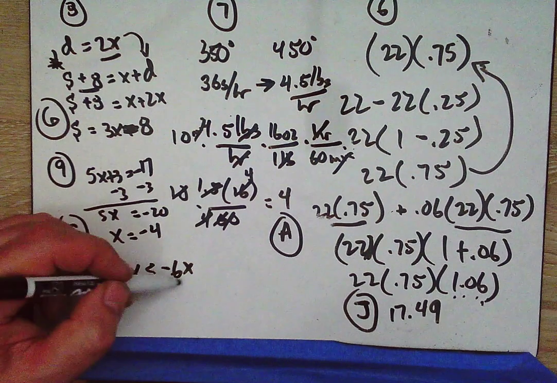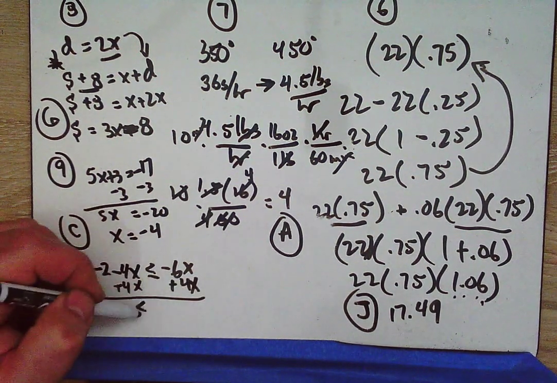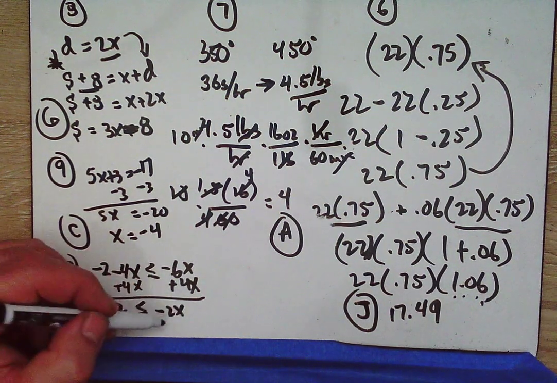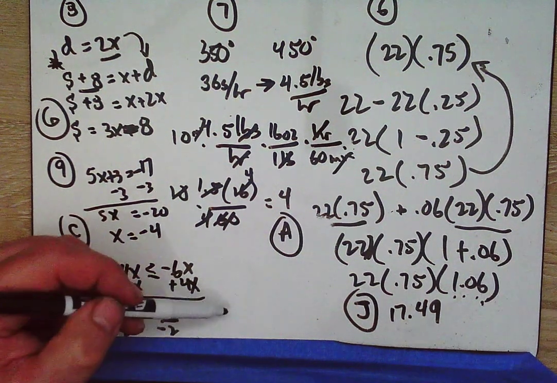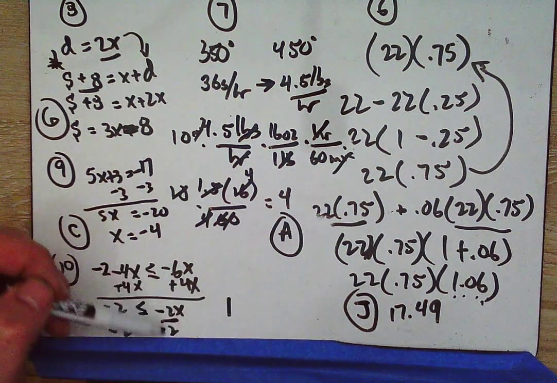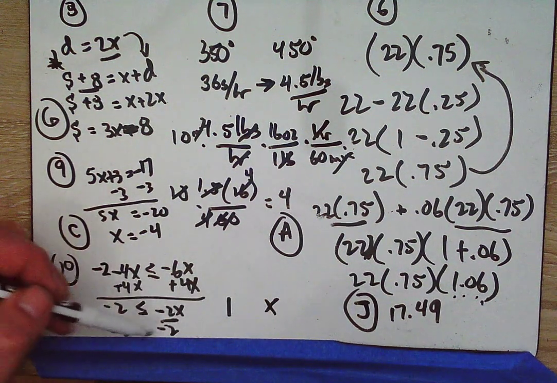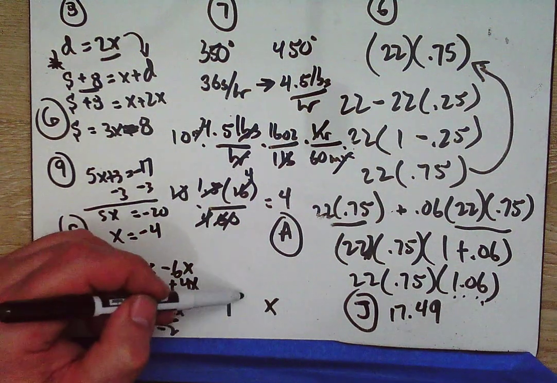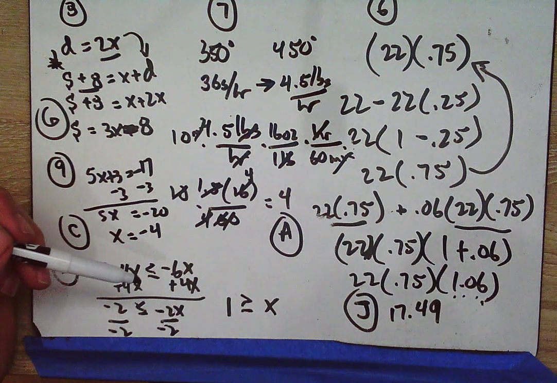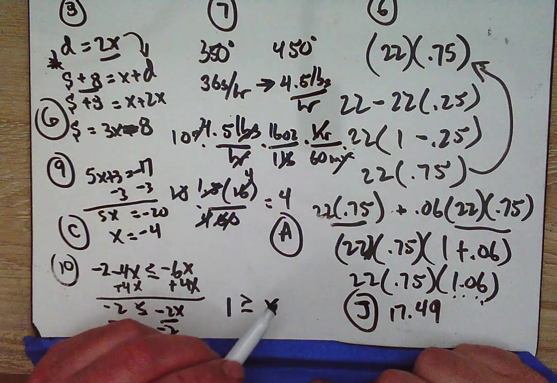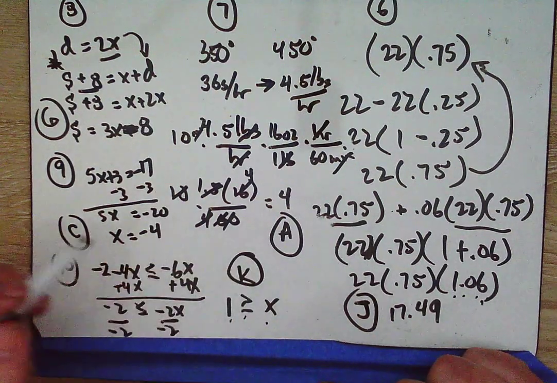If I add 4x to both sides, I get negative 2 is less than or equal to negative 2x. And when I divide both sides by negative 2, remember, negative divided by negative is positive, and over here, not just x. But because I divided or multiplied by a negative, this inequality symbol needs to flip directions. And so I'm looking for x is less than or equal to 1, and that's choice K.